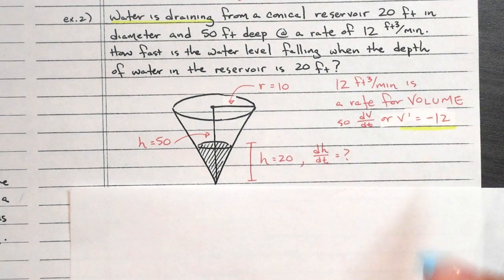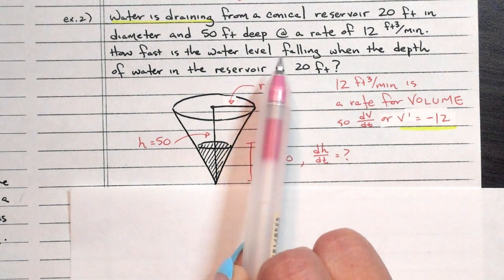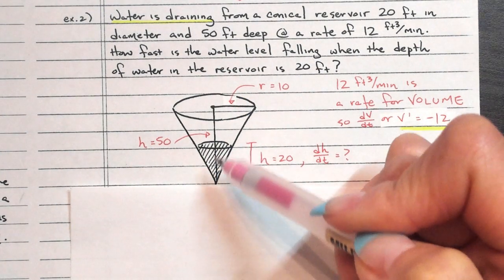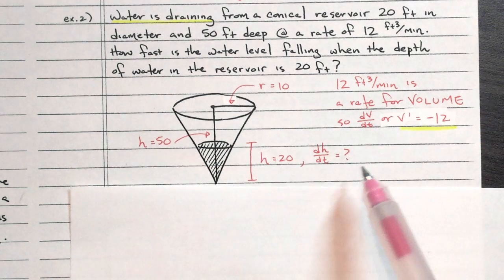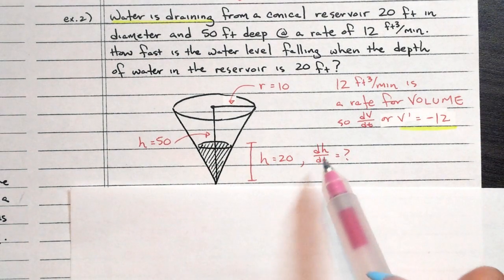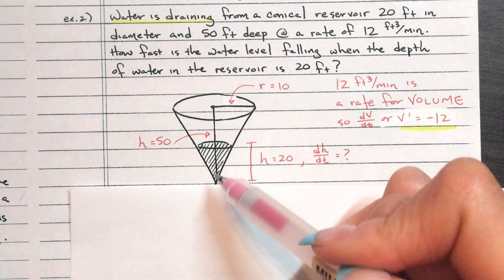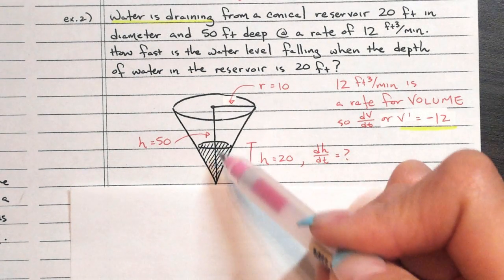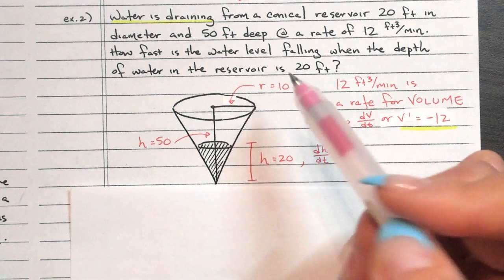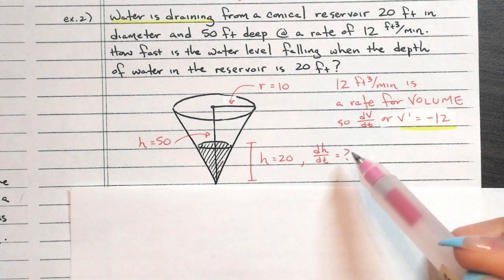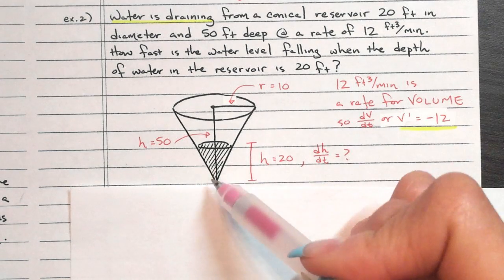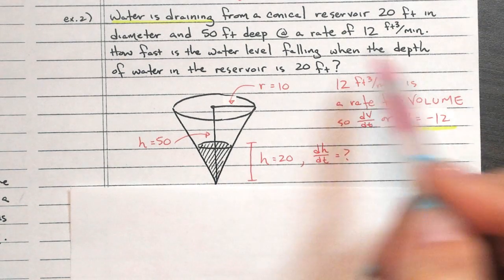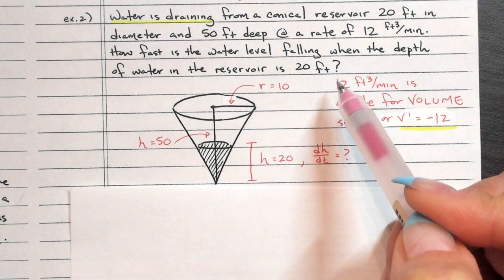Okay. And then it says, how fast is the water level falling? Okay, so this is the water level. How fast is that falling? How fast is a rate. You're looking for basically h prime. So this little h over here, because this is the big H, and there's a little h, right? So how fast is this little h falling? So that's h prime, when the little h is 20, when the depth of the water is 20 feet.